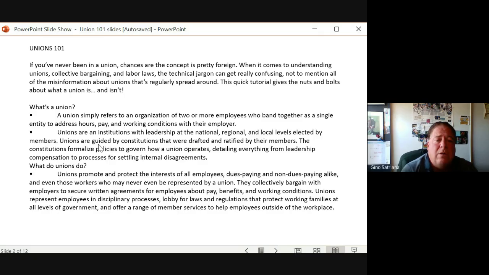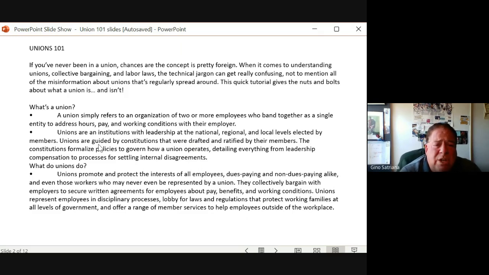Those members are the collective bargaining members, the members that get involved in their union. Unions are guided by a constitution and bylaws that are drafted and ratified by the members. The constitution formalizes policy and is governed by the union itself. Once the membership votes it through in the constitution and bylaws, that means that's what the union has to follow, if that makes sense.